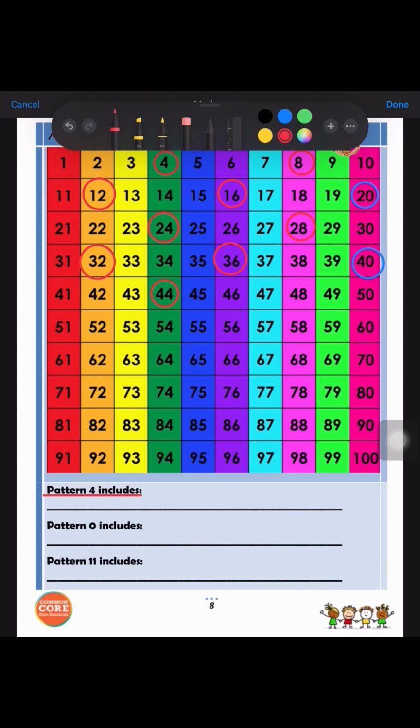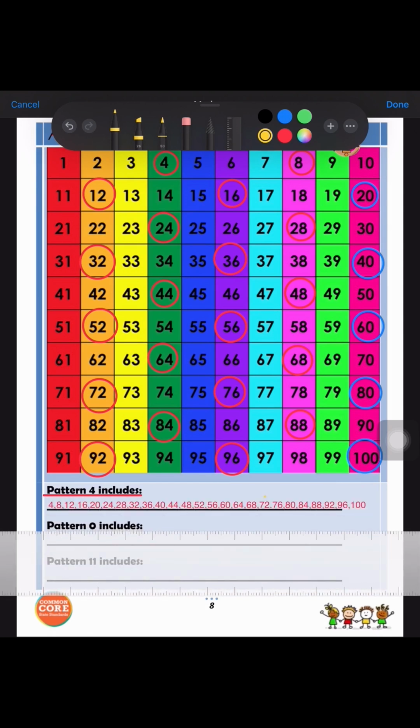and then 48, 52, 56, 60, and then 64, and then 68, and 4 steps forward is 72, and then 76, and then 80, and then 84, 88, 92, 96, and 100.